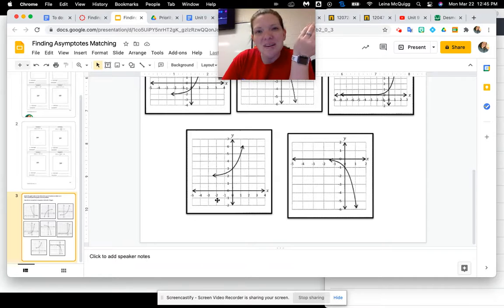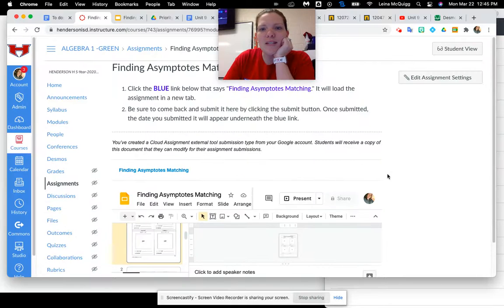Okay, use Desmos. Don't use a calculator on this. Use Desmos. Type your equation in Desmos, match it to the one you have. Make sure you come back to Canvas and hit your blue submit button that you see on your screen.